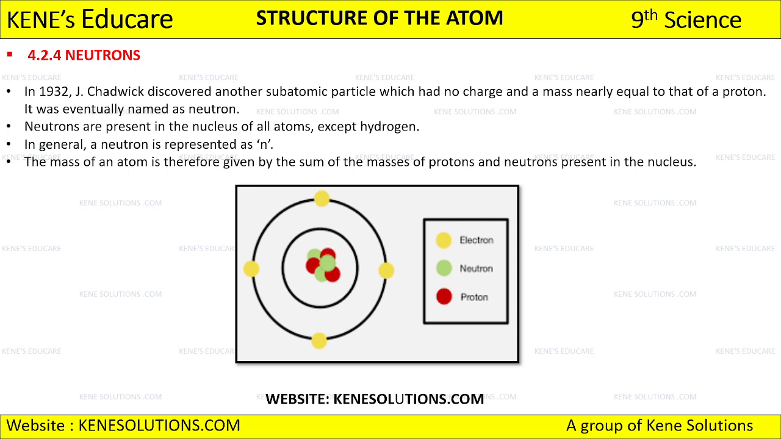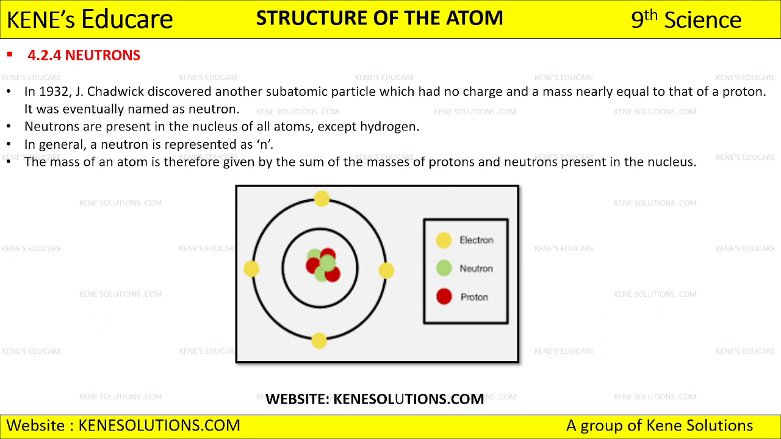We know who discovered protons, E. Goldstein. Who discovered electrons? It was J.J. Thomson. Now who discovered neutrons? In the year 1932, neutrons were discovered by J. Chadwick. We know neutrons are subatomic particles which have no charge, and the mass is equal to that of the proton, right? So it was named neutron because it has no charge.